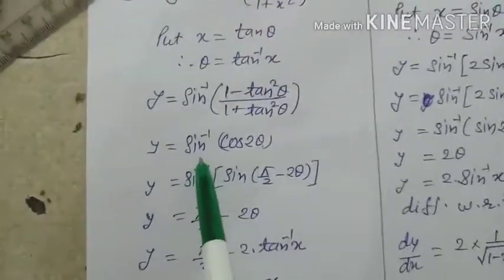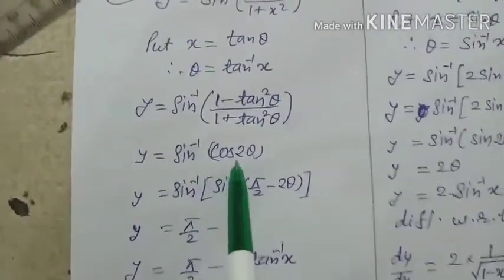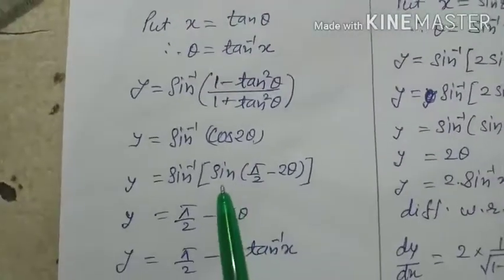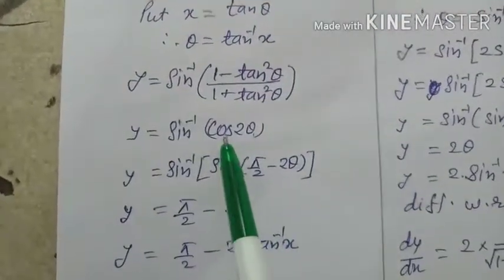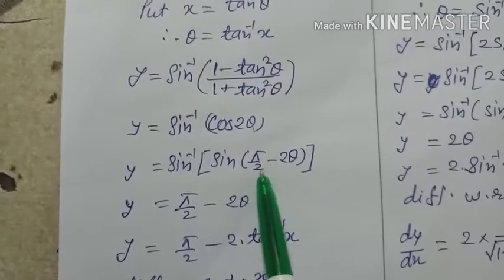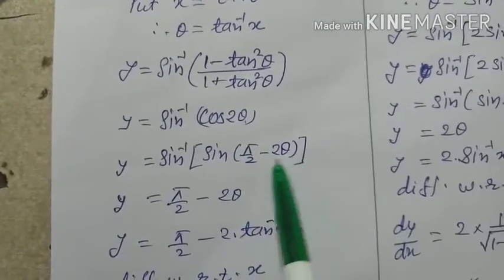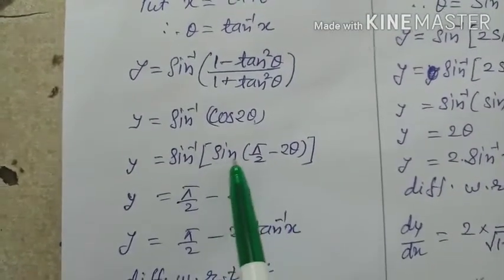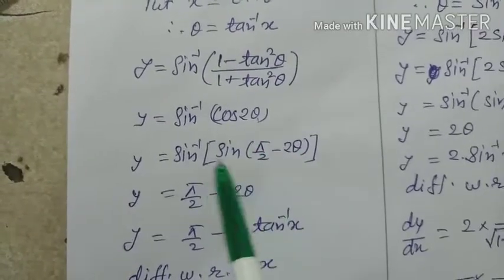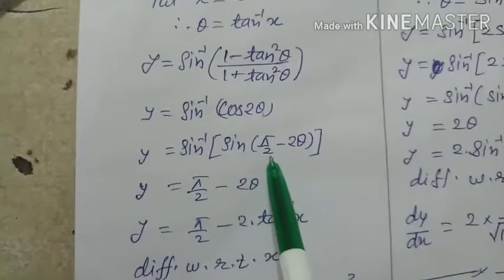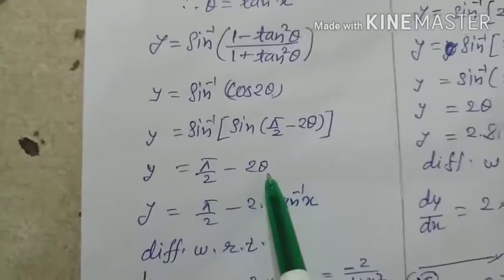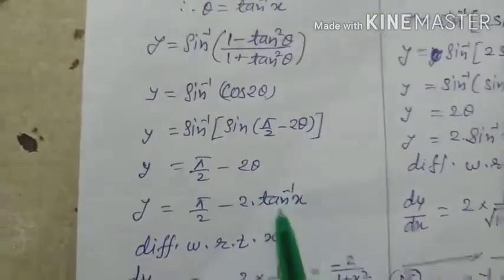But this is a sin inverse. So in place of this cos 2 theta, use sin of (90 minus theta). So sin 90 means pi by 2 minus this 2 theta, since sin (90 minus theta) is cos theta. Now here sin inverse and sin cancel out, only pi by 2 minus 2 theta remaining, and in place of this theta write tan inverse x.